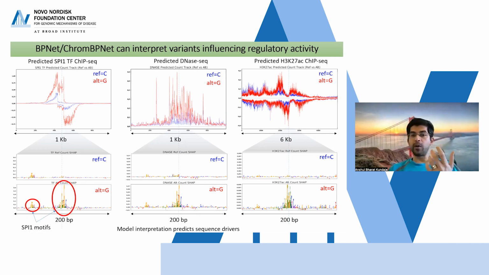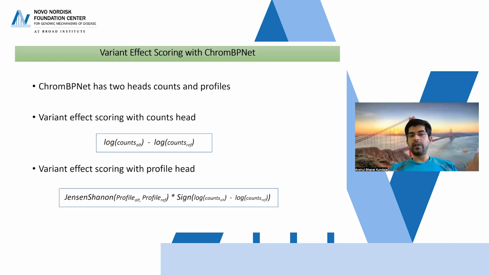So what we can end up doing is using a new kind of variant effect score, not just a log fold change between the counts, which is typically what people use. We can compute the Jensen-Shannon distance between the predicted profiles for the reference and alternate allele. So we're looking at the change in the shape of the signal. And this can be very powerful because you can see very subtle effects of motifs and variants on long range profiles across the genome, right?